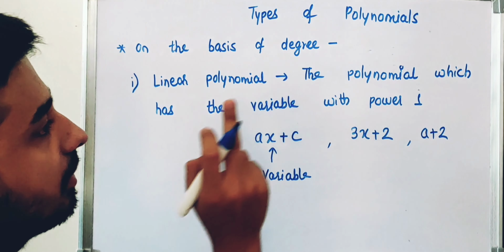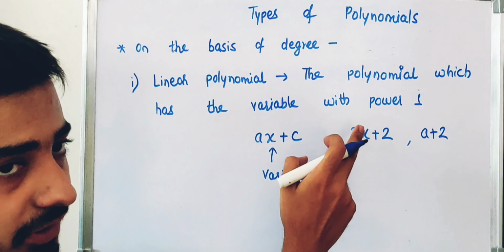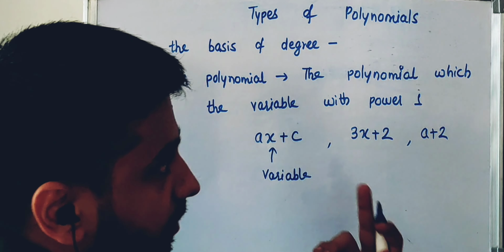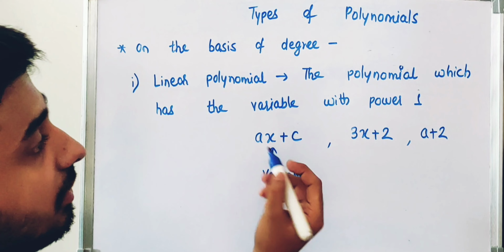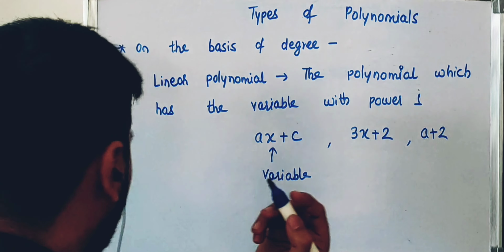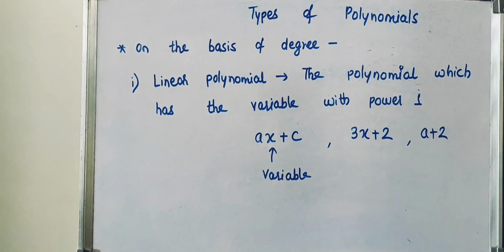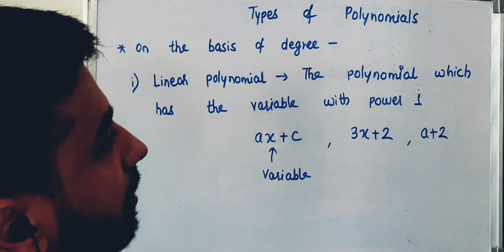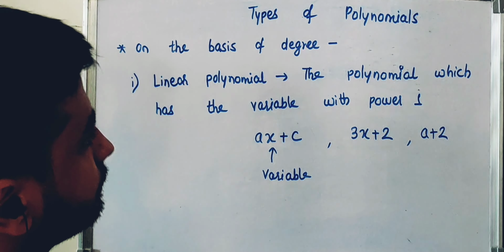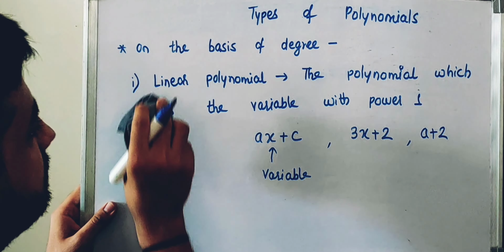The polynomial which has the variable with power 1 is known as linear polynomial. Clear? Now let us move to the next.